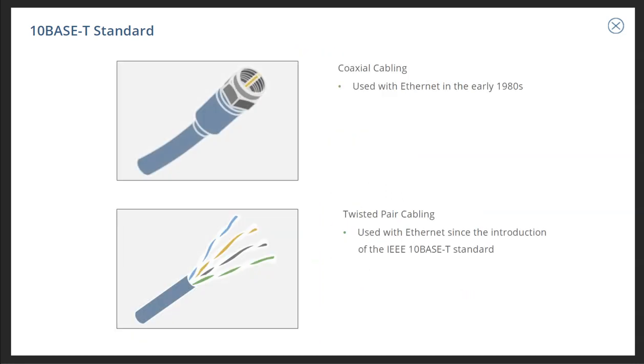Twisted pair cabling consists of twisted pairs of unshielded but insulated wires. It is also known as unshielded twisted pair or UTP cabling. The first 10BASE-T networks used ordinary telephone cabling, which is a type of twisted pair cabling. In this type of cable, there are 4 twisted pairs of wires, 2 for transmitting data and another 2 for receiving data.